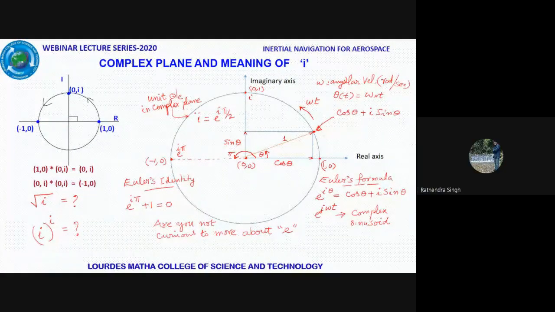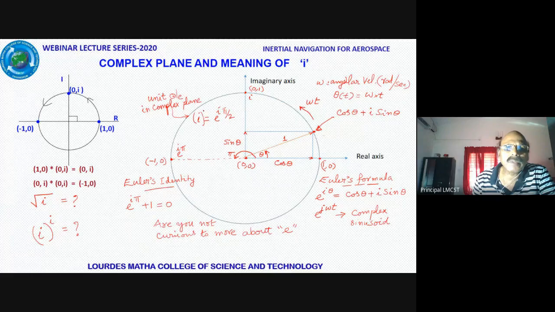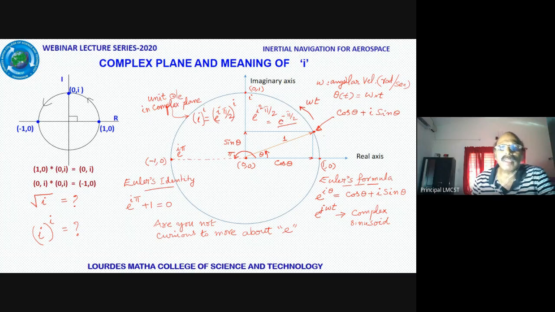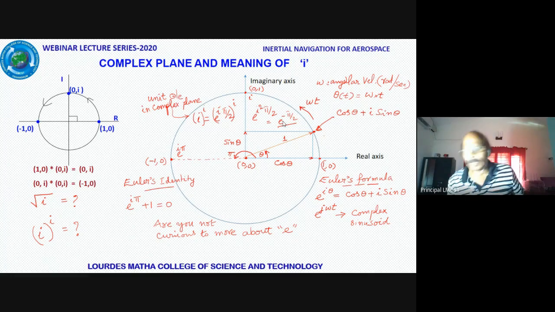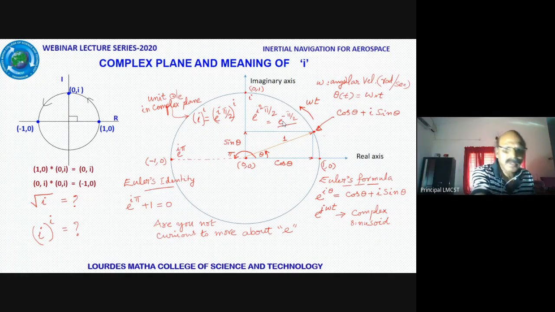Yeah. So now you raise it to the power i. So you get i into i squared, you will get e raised to i squared pi by 2. That is equal to e raised to minus pi by 2. And this is 1 by e raised to pi by 2. And that's a real number. You got it?